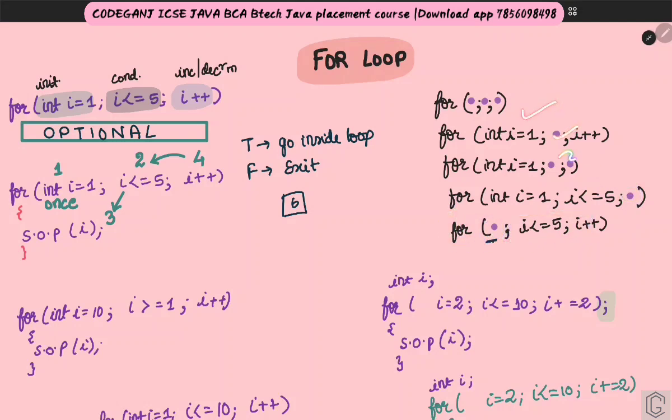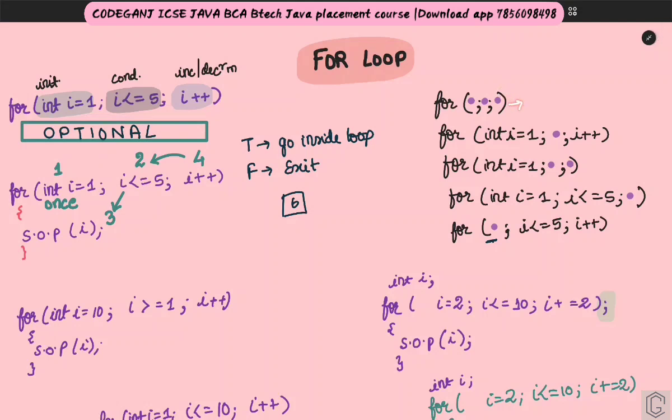So ideally in a for loop, you have to remember one thing: everything is optional. In a for loop, everything is optional. You can have that, you cannot have that. Simple. It is all your wish.